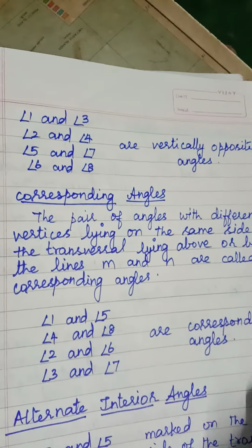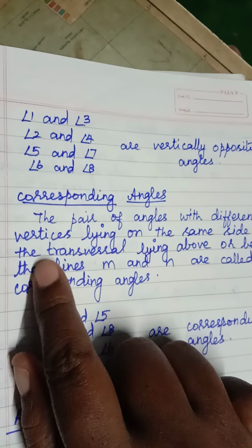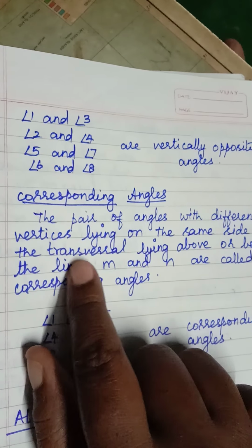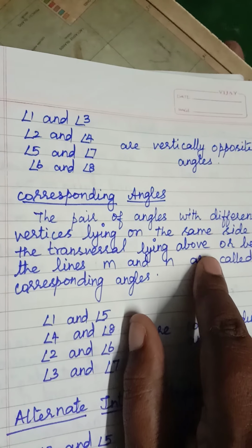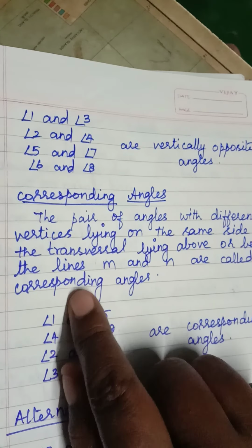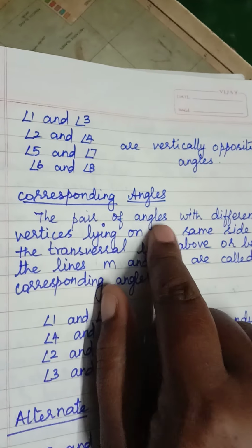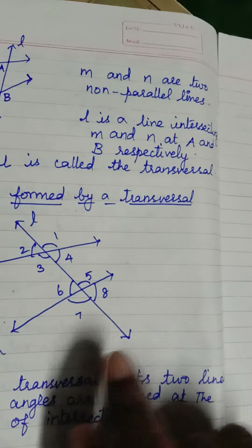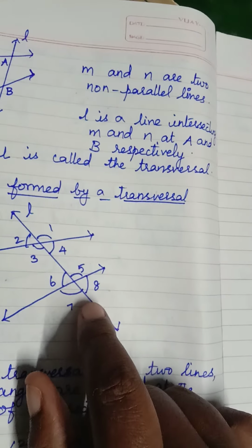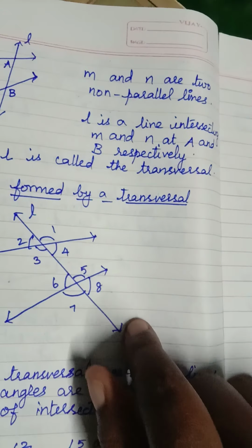Next, what are the corresponding angles? A pair of angles with different vertices lying on the same side of the transversal, lying above or below the line M and N, are called corresponding angles. A pair of angles with different vertices lying on the same side of the transversal.